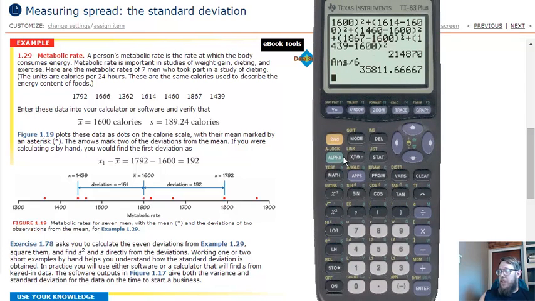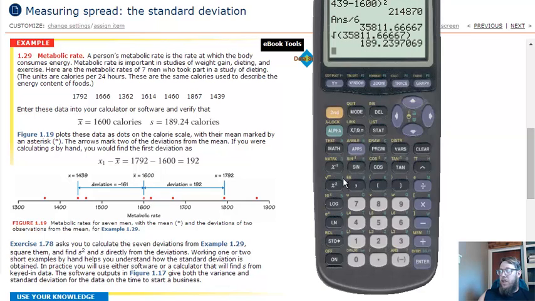So now we have to take the standard deviation. To get the standard deviation, we have to take the square root of this 35,811.6667, and that should give us the number we're looking for, 189.24, and if we round up, it does. So we take the square root. That's how we end up with the final value there for the standard deviation. Hope that helps out.